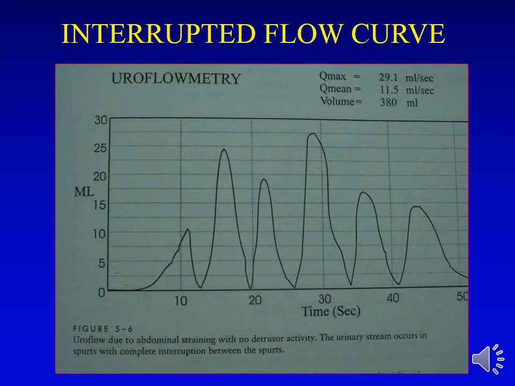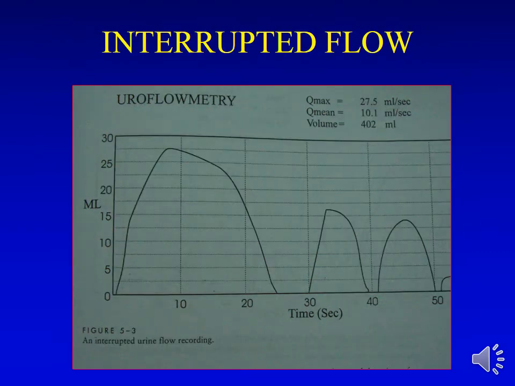Now this is an interrupted flow curve. You can see that it interrupts. The patient has a staccato pattern: it comes and goes, stops and goes. Some of these patients have another graphical representation of interrupted flow. You can see this in DSD, or detrusor sphincter dyssynergia.